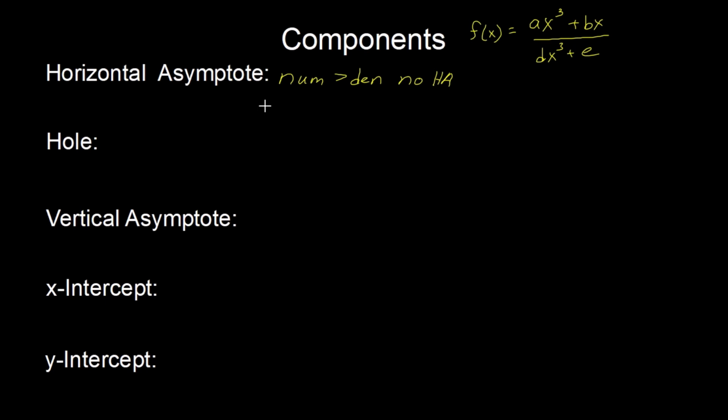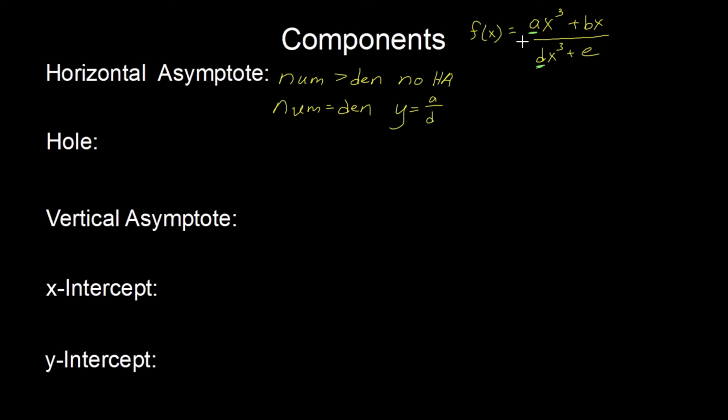So if these degrees are the same, if the degree of your numerator is equivalent to the degree of your denominator, then you actually do have a horizontal asymptote, and that's going to be at y equals, and this is why these letters were important. For this horizontal asymptote, you're going to look at the coefficients of your largest exponent. So in this case, my horizontal asymptote will be at a divided by d.